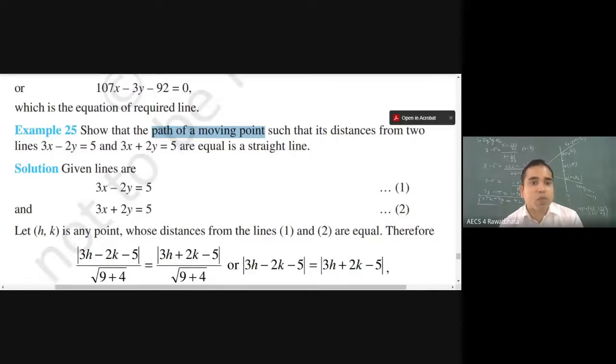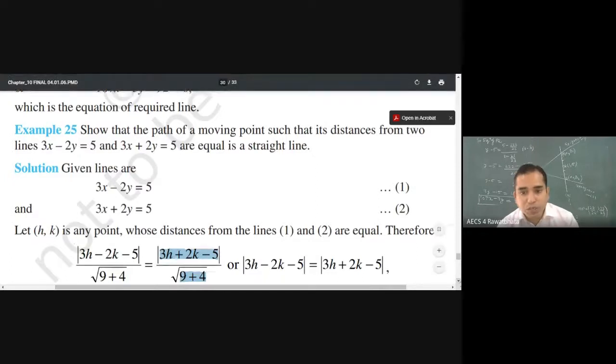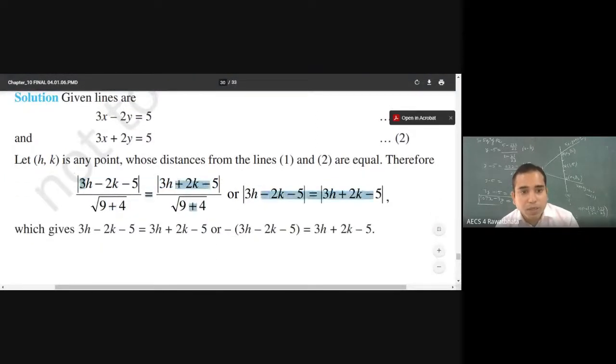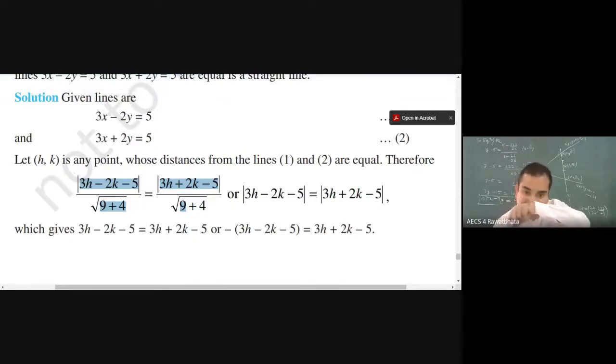So given that this moving point moves in such a way that its distance from this line and another line is equal. So point is h, k. Apply the distance formula, get the first distance, get the second distance, and in this equation two modulus are appearing. Remove modulus sign and put plus minus. So two cases will occur, and in both the cases you will get a linear equation in h and k. Linear equation means equation of degree 1, means the exponent of h or k should not contain 2 or 3 like that. So degree is 1.